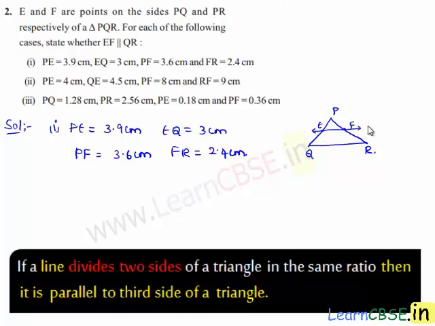From the converse of the basic proportionality theorem, if a line passing through two sides of a triangle divides the two sides of the triangle in the same proportion, then it will be parallel to the third side. So let us verify this.